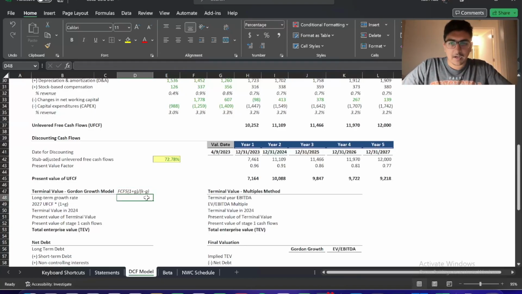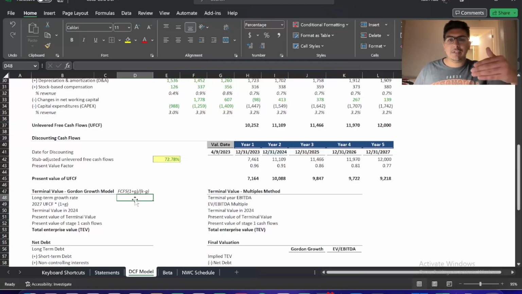It just cannot be higher than your WACC, and it also should not be higher than the GDP growth of the country, because what that means is that the company's cash is going to outgrow the pace of the entire economy to the point where Coca-Cola is the whole economy. That's never going to happen.